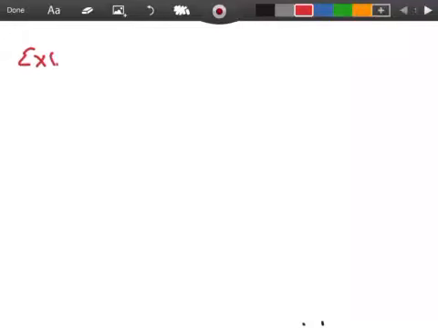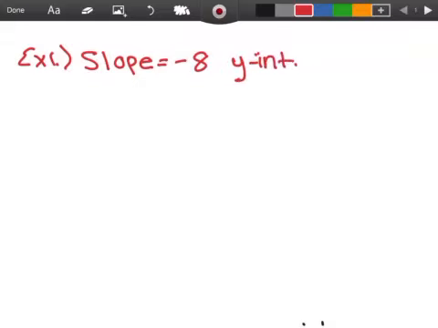One question that I got asked from someone is, what if you're just given the slope? I'm going to give you an example. Let's say the slope is -8 and the y-intercept is 9. They said, what do I do with this information? I'm just given a slope and a y-intercept, and how do I put that in?